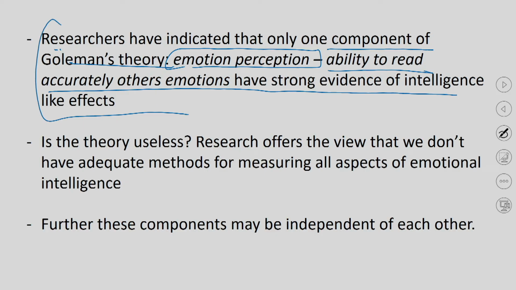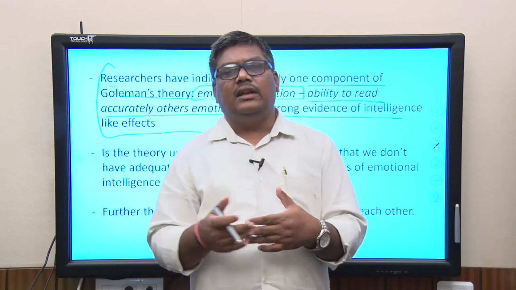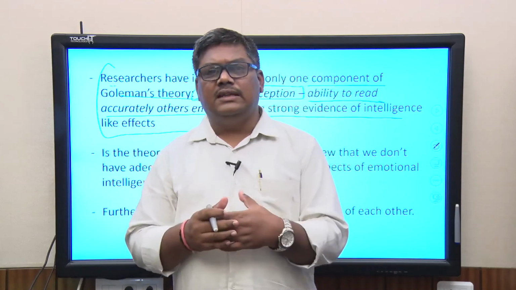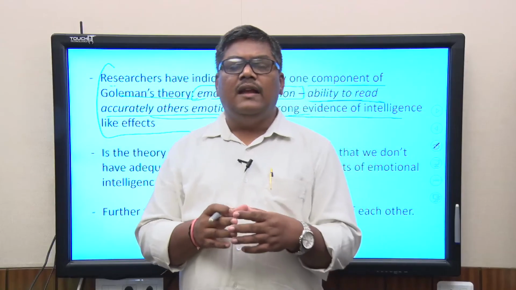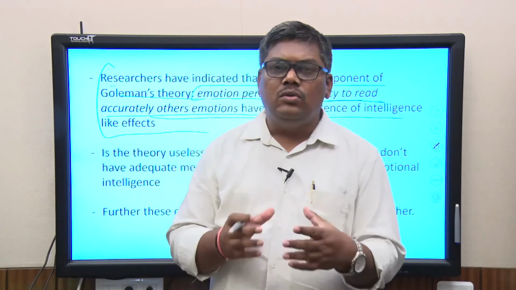Researchers in the area of emotional intelligence suggest that most factors which Daniel Goleman has outlined as part of emotional intelligence do not look like a factor of intelligence. What they suggest is that the only factor which comes closest to the definition of intelligence is emotion perception, whether the ability to read accurately others' emotions has strong evidence of intelligence. So, how good you are at reading other people's emotions and then behaving accordingly, that is the only factor which has come close to the definition of intelligence.